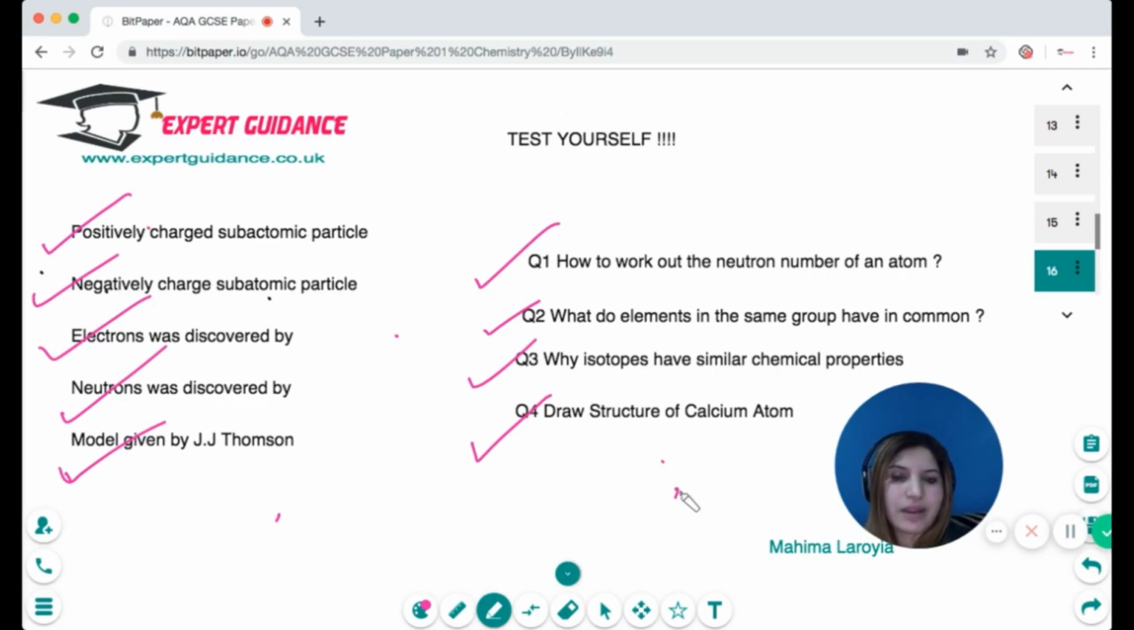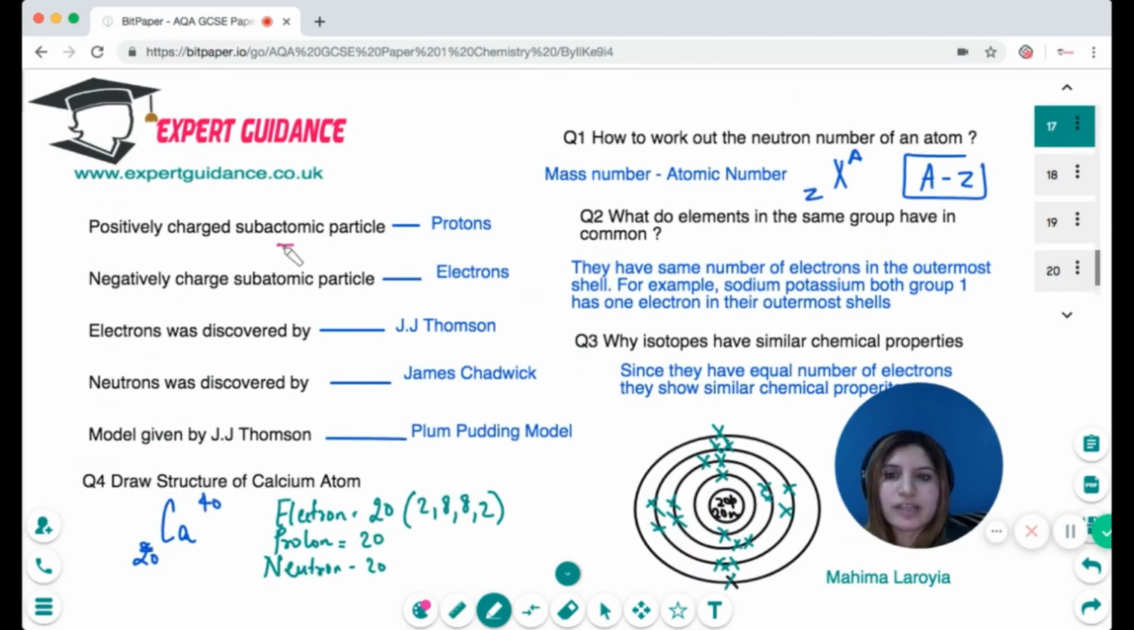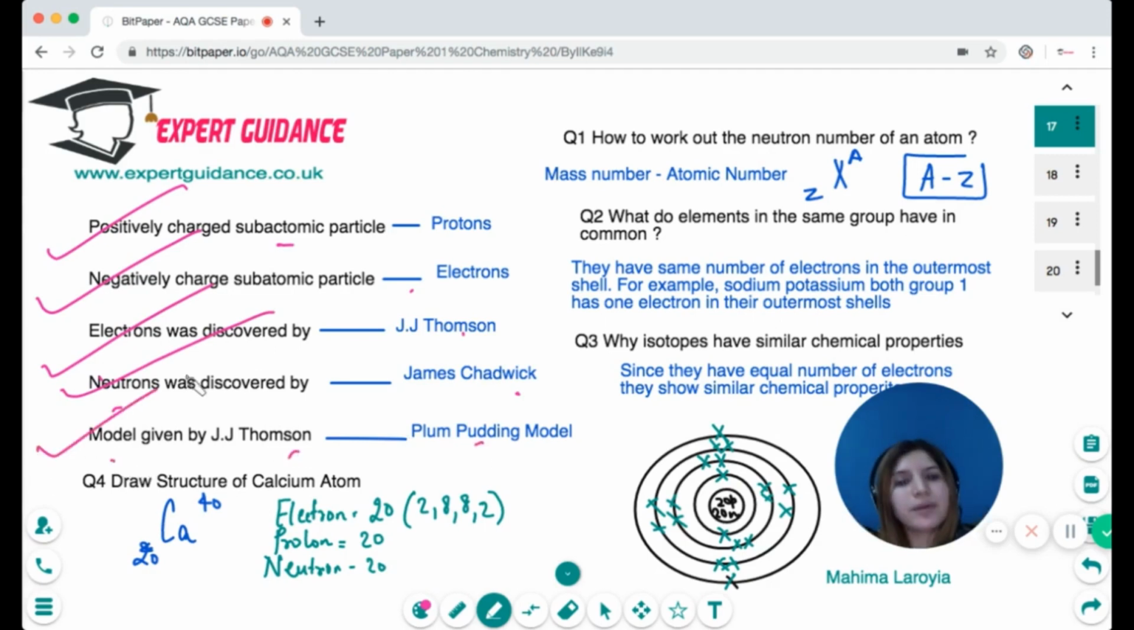Okay? Right, so now let us look at the answers of them. Positively charged subatomic particles is proton, negatively charged is electron. Electrons were discovered by J.J. Thomson, neutrons were discovered by James Chadwick. The model given by J.J. Thomson is plum pudding model. How to work out the neutron number? It is the mass number take away the atomic number. So top number minus the bottom number.